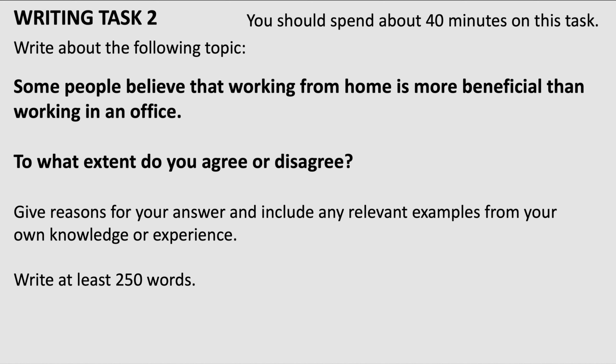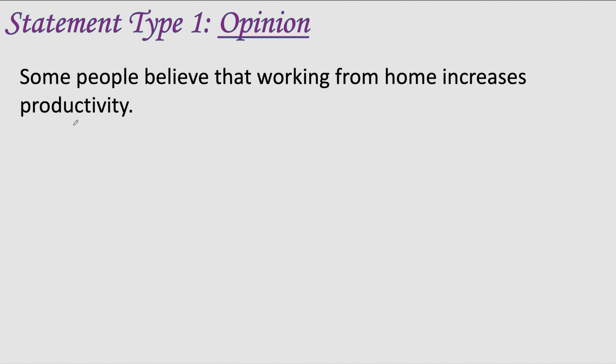Next, we'll talk about another important part of the question, the statement. In writing task 2, every question has two parts, a statement and a question. Till now, we focused on the question part. Now let's understand the statement part. The first type is an opinion. An idea or belief is shared. You are usually asked to agree, disagree, or give your own opinion.